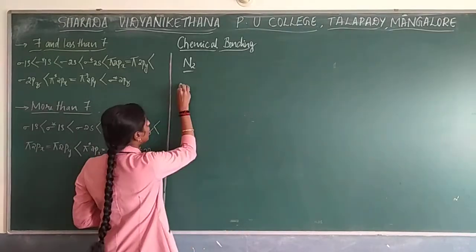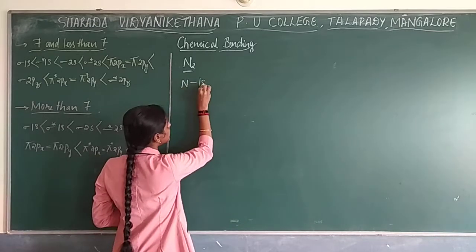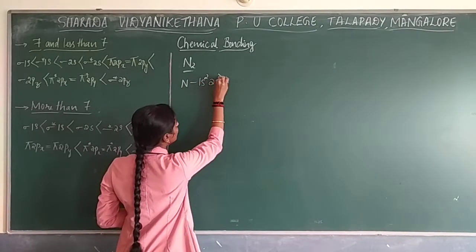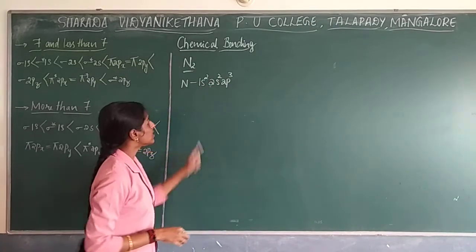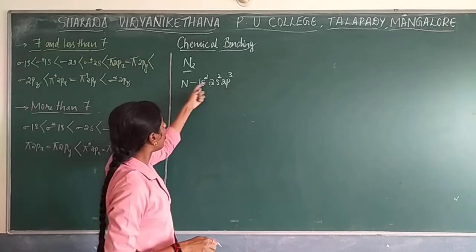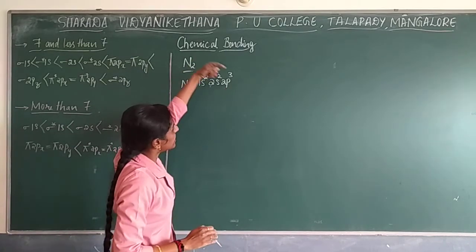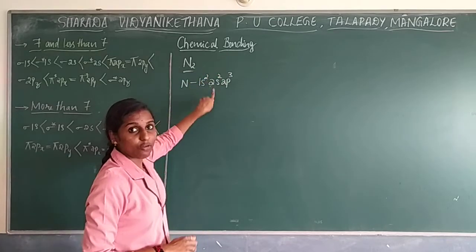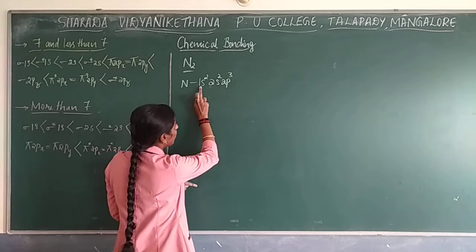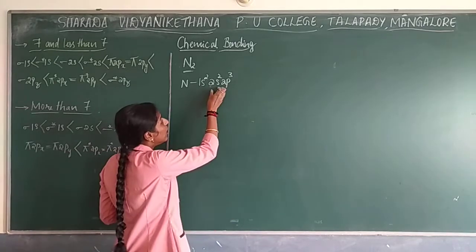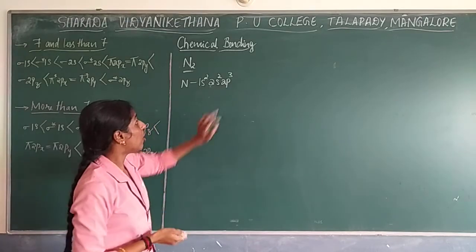So the nitrogen molecule electronic configuration: if I consider the nitrogen atom, that will be 1s2, 2s2, 2p3. Valence electrons will be 5, right? So 1s2, 2s2, 2p3 of one nitrogen atom will combine with another nitrogen atom which has the same electronic configuration. Now you need to write the molecular orbital structure for this. Here you have the 1s molecular orbital, then the 2s orbital you need to draw. Next you need to draw the 2p orbital.